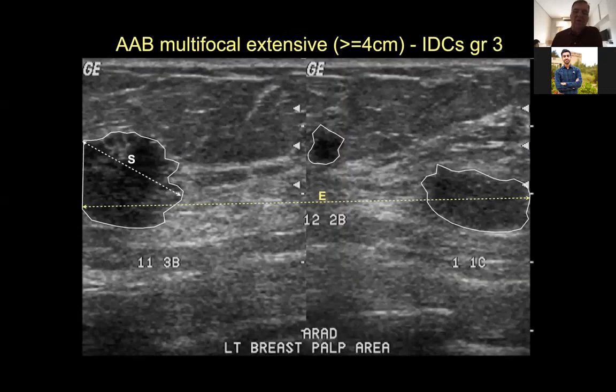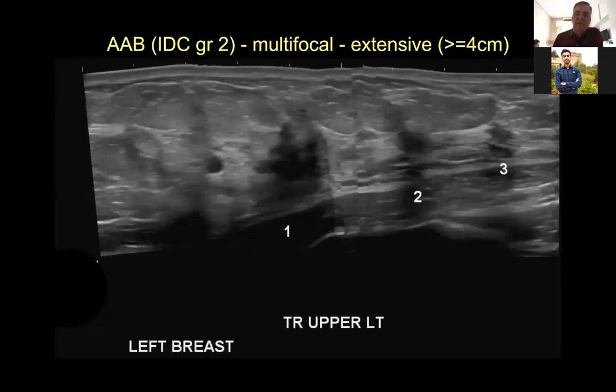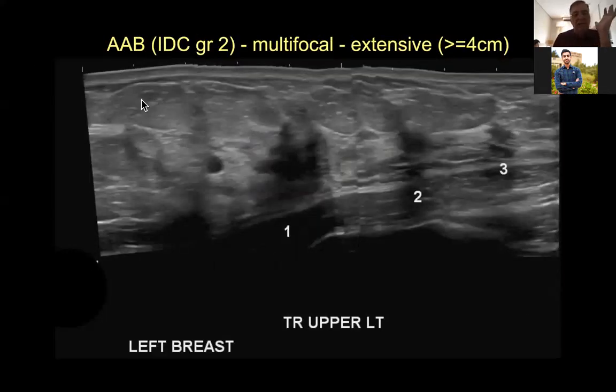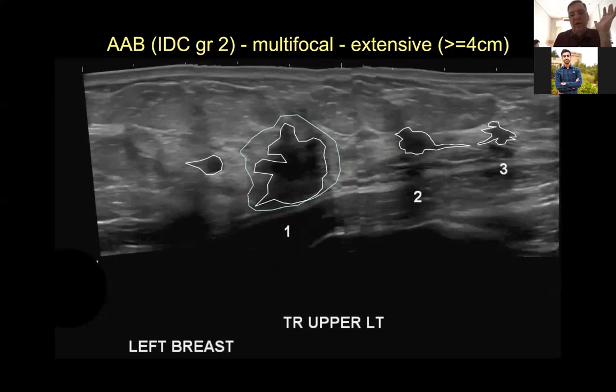And here we've got at least 4 foci with some DCIS components between them. Huge difference between the size and extent. Now, what I want you to notice is that I'm using a lot of extended field of view to demonstrate this. Or another option is split screen fused images.